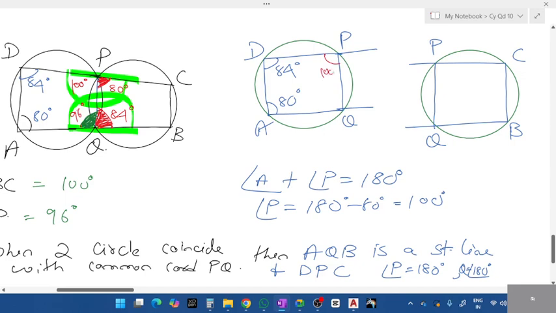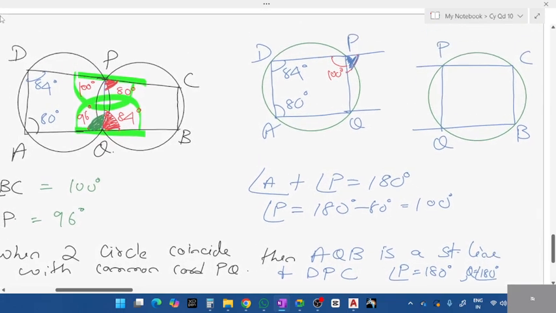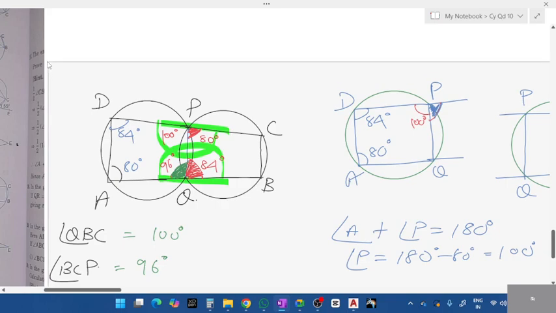So 100 degrees, use a straight line concept, 180 minus 100, you'll get the value. Before this, whatever we solved, that was different, students. Here, there is an extra theorem, the straight line. And when two circles are given, we call them concentric circles.